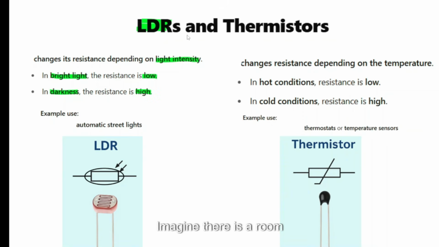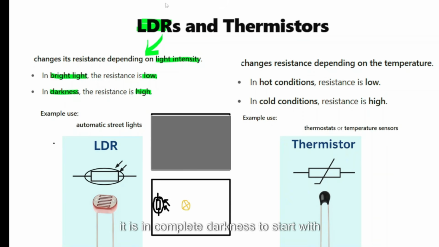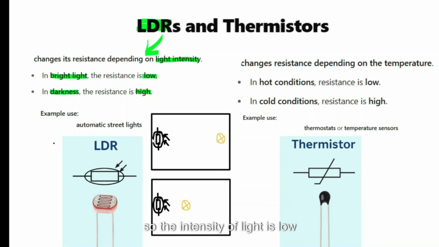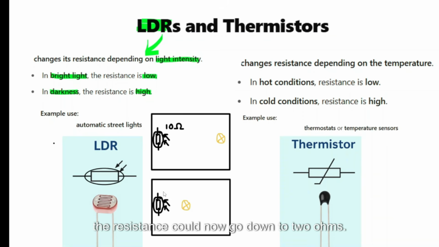Imagine there is a room and there is no other light source except for this one bulb. Now, it is in complete darkness to start with, and you have a light-dependent resistor on one side, and if you keep the light bulb on the other side and turn it on, the intensity of light is low because it's far away, and the resistance could be, let's say, 10 ohms. Now, if you bring the bulb really close to the LDR so that the intensity of light is high, the resistance could now go down to 2 ohms.